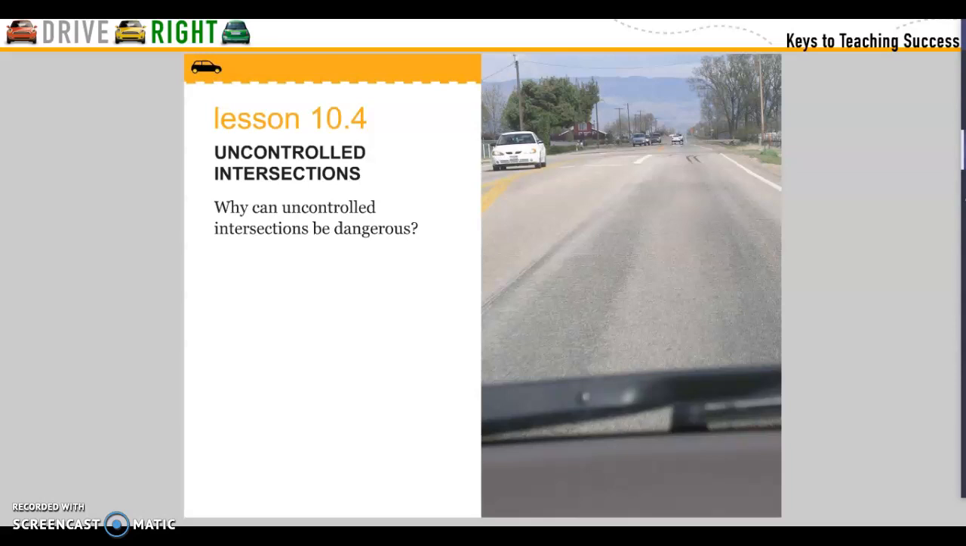Chapter 10, Lesson 4, Uncontrolled Intersections. Why are uncontrolled intersections dangerous?